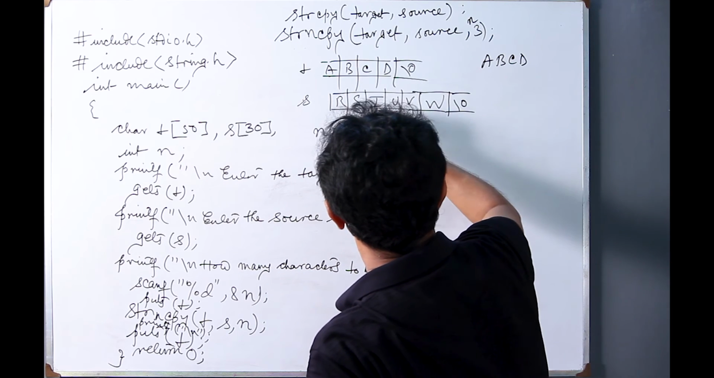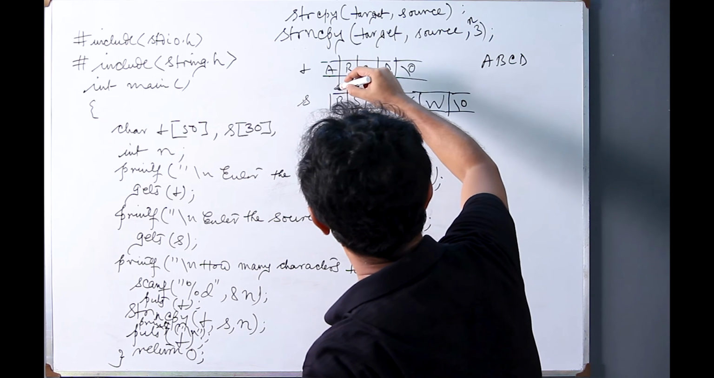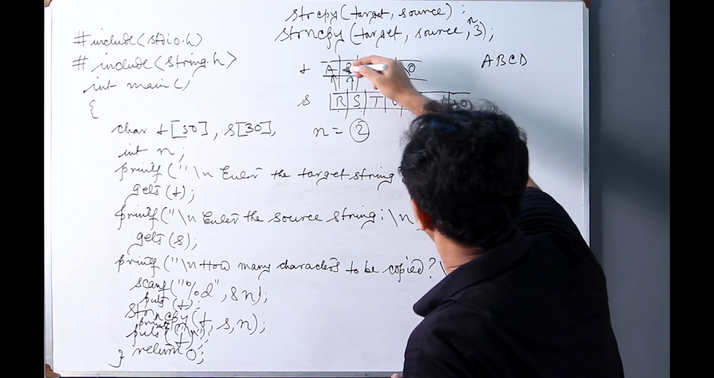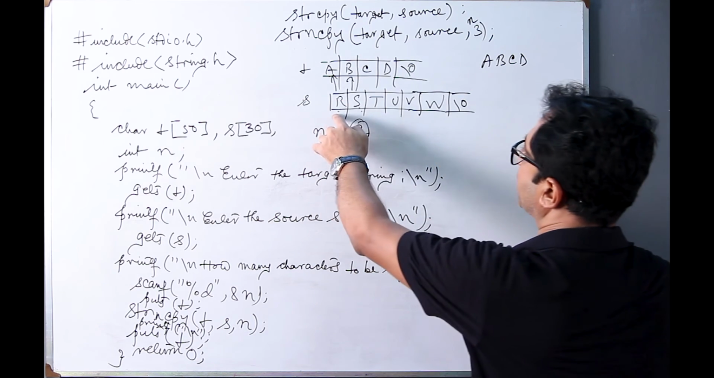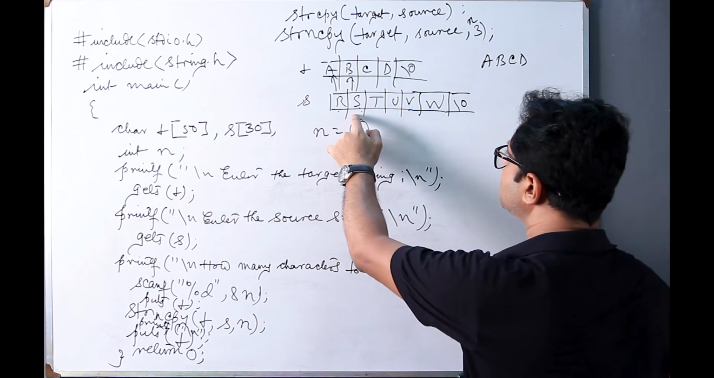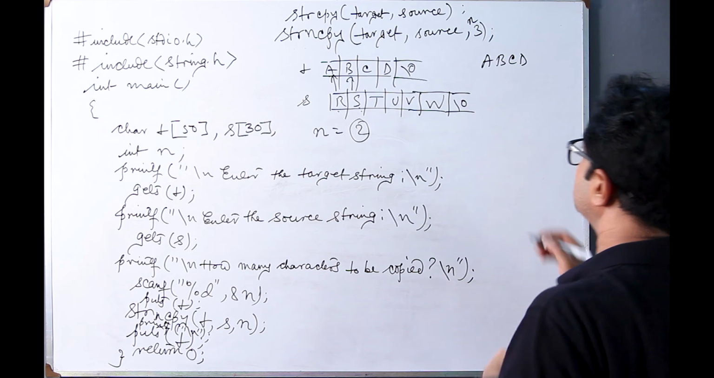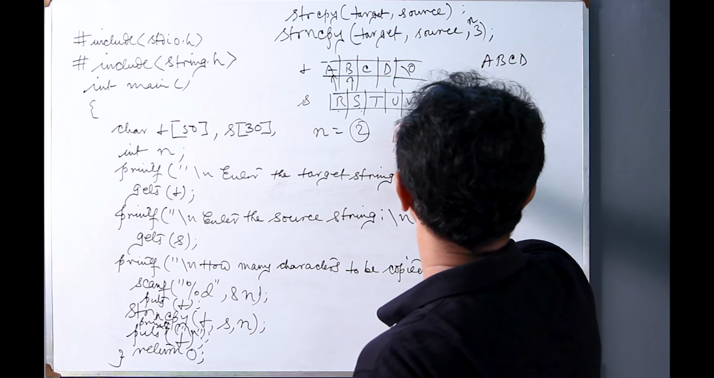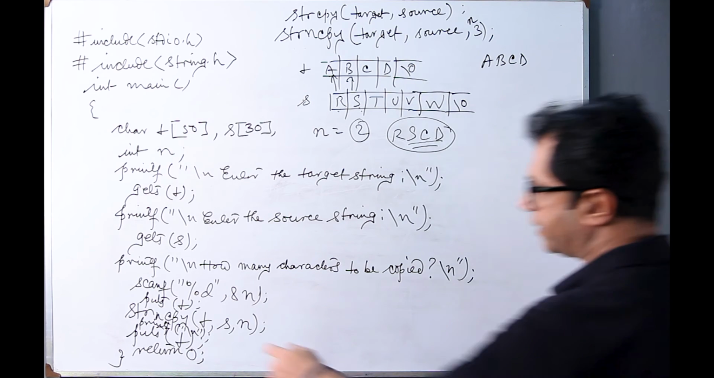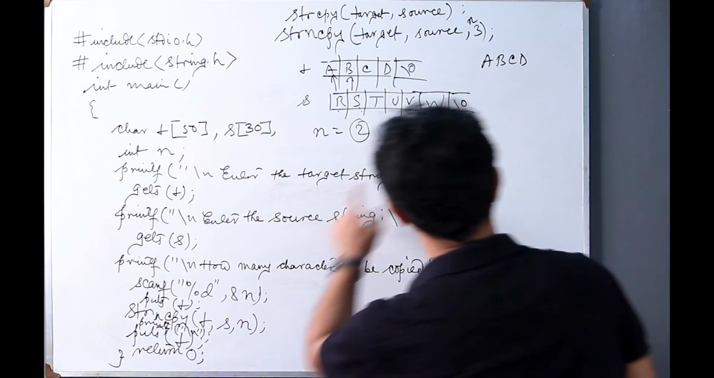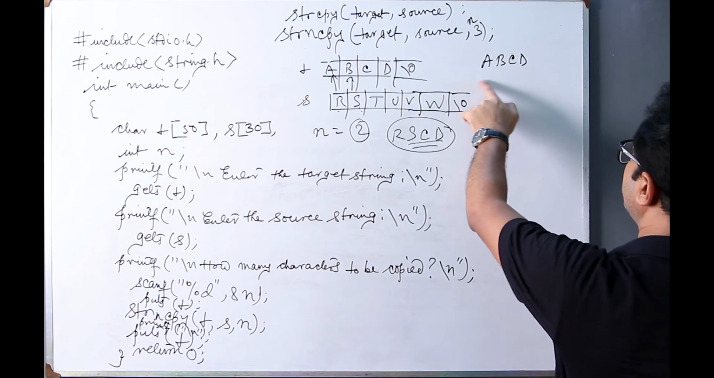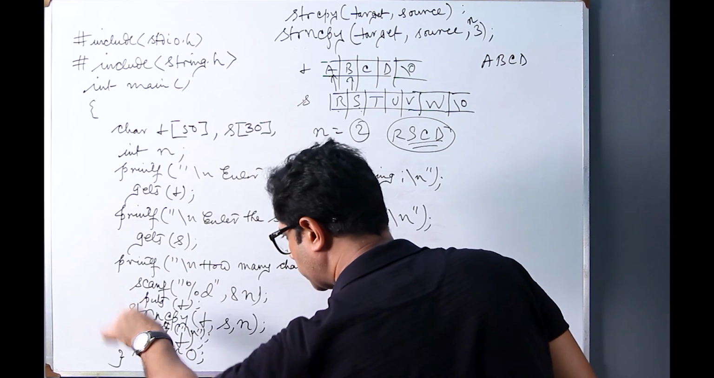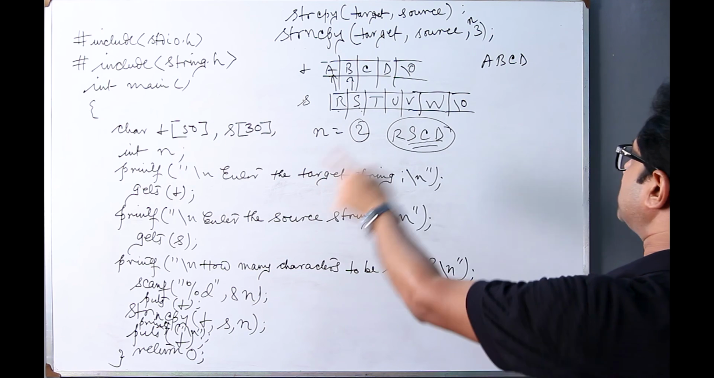It will copy the first 2 letters of this source string into the first 2 letters of the target string. So R will be copied to A and S will be copied to B, and this A and B will be overwritten by R and S respectively. So the target string will be updated to become something like this, R S C D. So after calling the function strncpy, the target string is updated in this manner, and then the new line brings the cursor over here, and then we are going to print this puts t, that is we are going to print the target string once again in order to show you the difference the function has made to the target string.